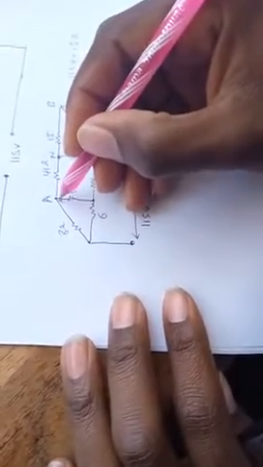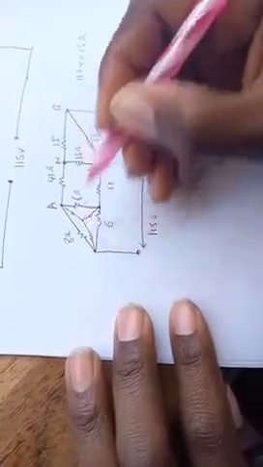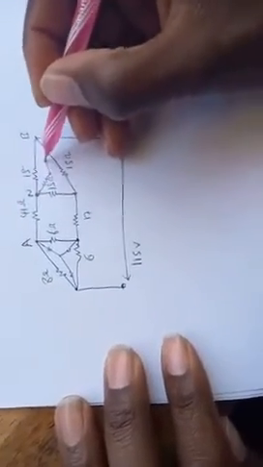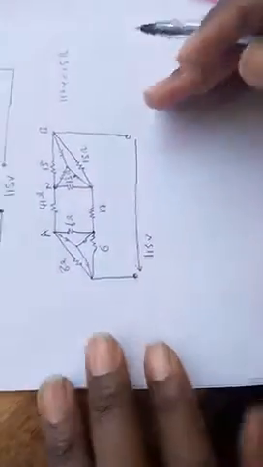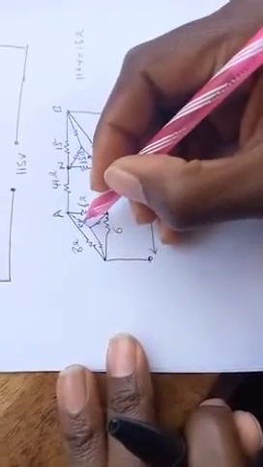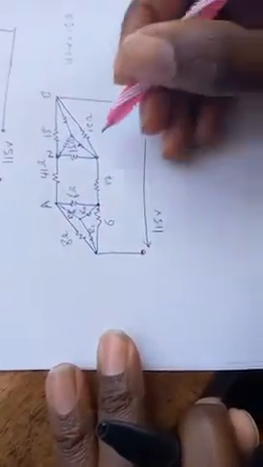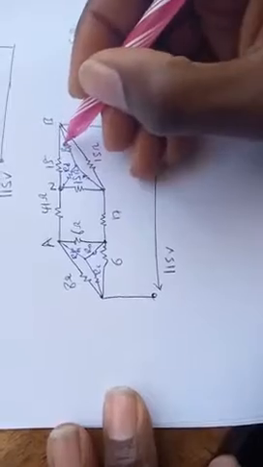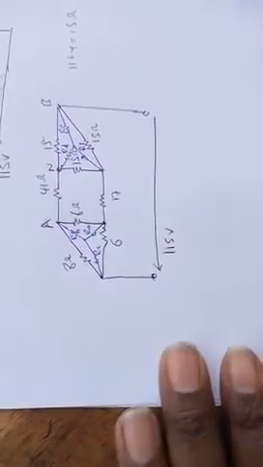So I have this shape. I can simply name these RA, RB, RC, RD, RE, RF. So I can solve for them.